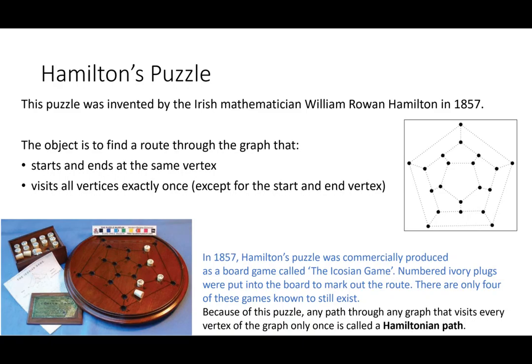In 1857, Hamilton's puzzle was commercially produced as a board game called the Icosian game. Numbered ivory plugs were put into the board to mark out the path you'd taken. There are only 4 of those boards known to still exist. Because of this puzzle, any path through a graph that visits every vertex only once is called Hamiltonian.